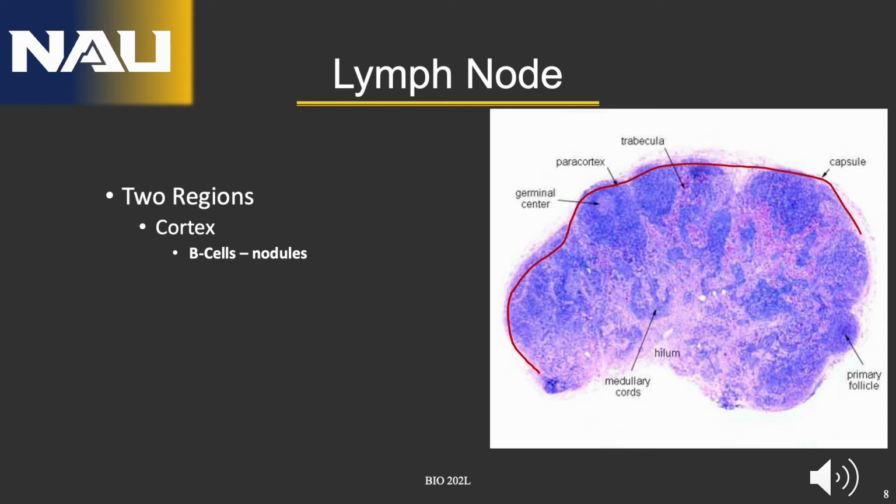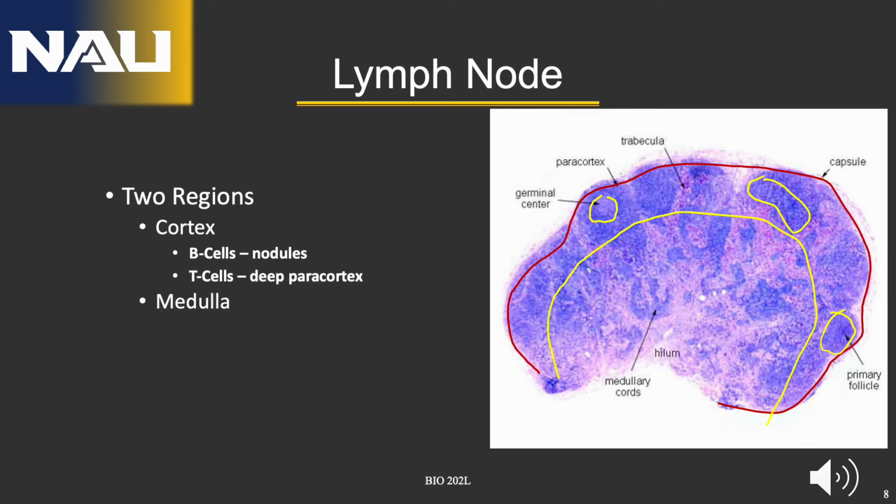It has many B cells, which are grouped into round structures called nodules or follicles. These B cells multiply and change in response to antigens. Deeper in the cortex is the paracortex, or deep cortex, which has many T cells. This area is important for T cell activation and function.